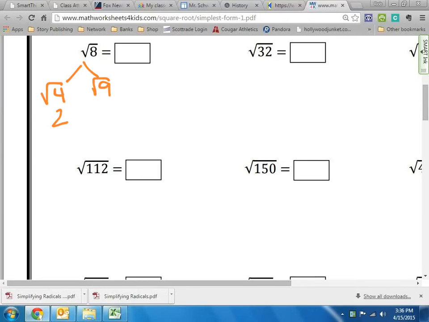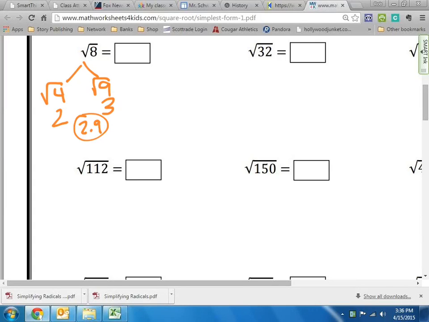Let me write 3 a little bit better there. So we know that if we were guessing or approximating, the square root of 8 would be somewhere between 2 and 3. And because the square root of 8 is so close to the square root of 9, I would take a guess it's like 2.9. However, we're not doing approximating or estimating today. Today we're simplifying, which means we're not going to round, we're not going to use decimals. We want the answer to be as exact as possible.